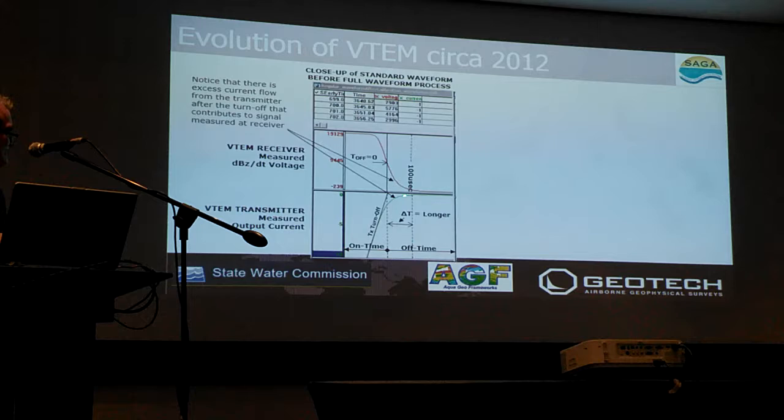But you can see there are trickle currents. Hard to get rid of when you're pumping a lot of current in a loop. It doesn't go away quickly. It dissipates, and as a result, the receiver, normally after turn-off at T0, should be dead, right? But it's still affected by that current in the transmitter. So that's why we had to take our measurements at 100 microseconds, about there.